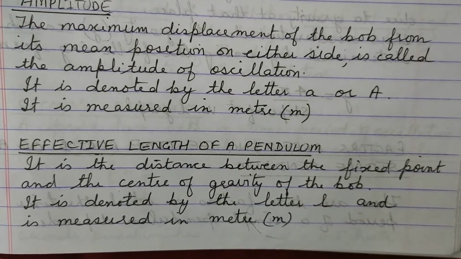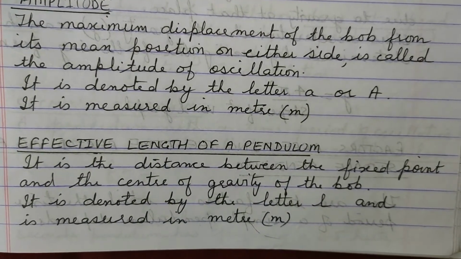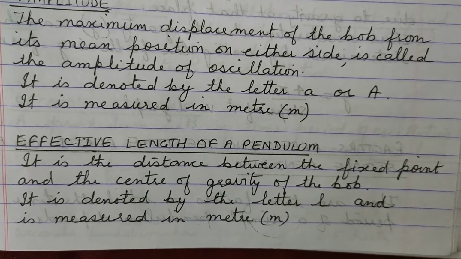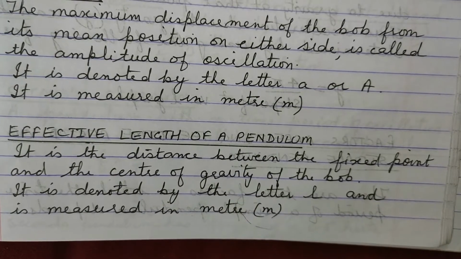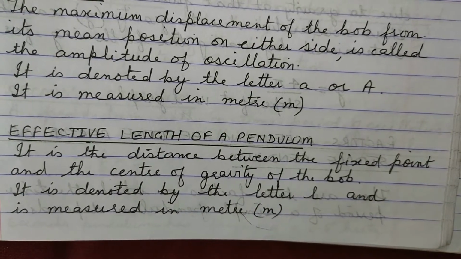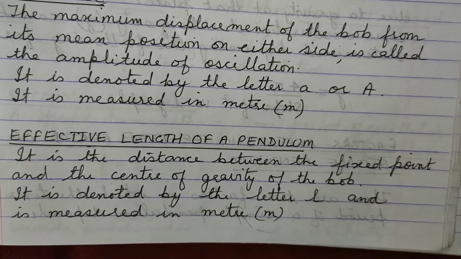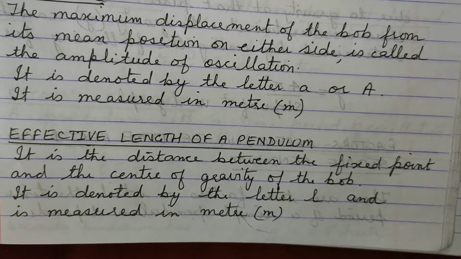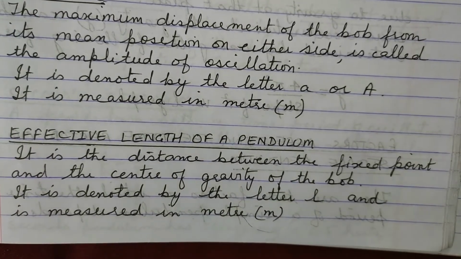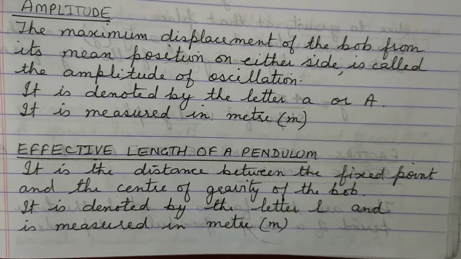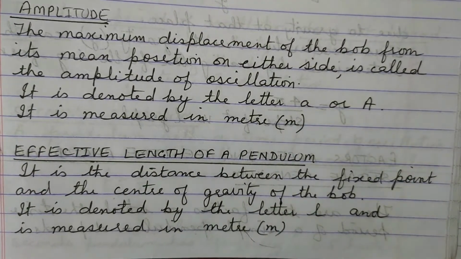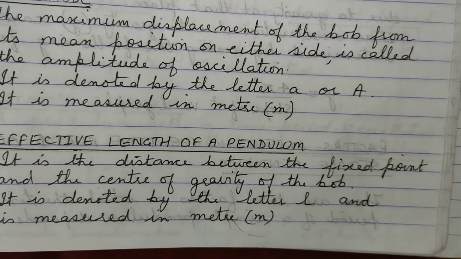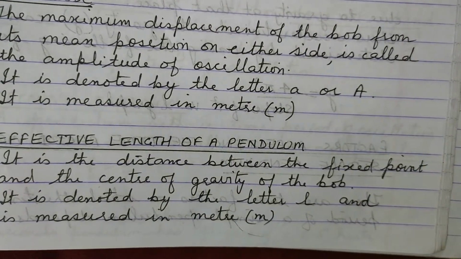Anytime for your practicals, you have to measure the length. You'll always take it from half of the bob. That means, because you can't exactly find the center of gravity point of a spherical bob, you'll take it halfway. From the half of the bob up to the fixed point will be taken as the effective length of the pendulum. It is always represented by small l, and the SI unit of effective length will be meter.